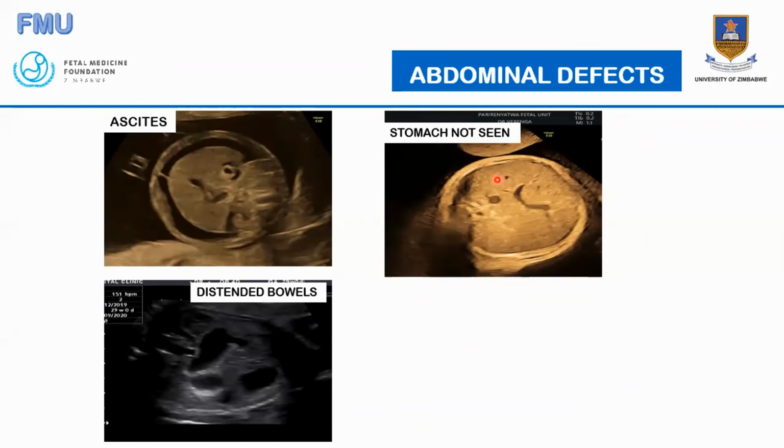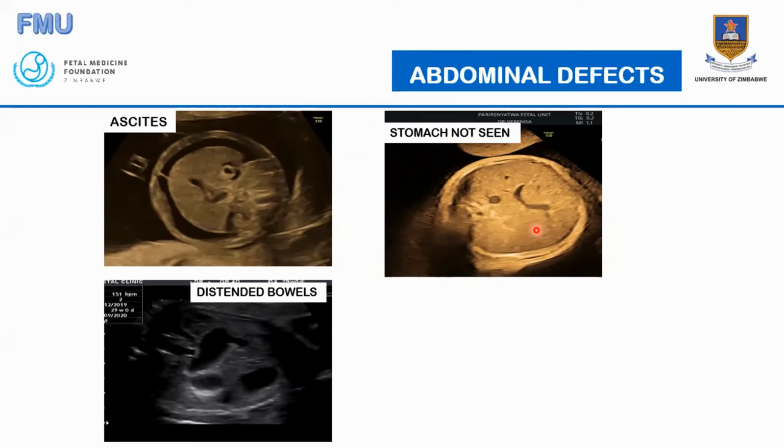Sometimes you may see an absent stomach, which will be associated with polyhydramnios. If the stomach is not seen, you don't conclude in one setting. You have to ask these women to go and take a walk, drink something nice, and come back before you are sure that there's no stomach.